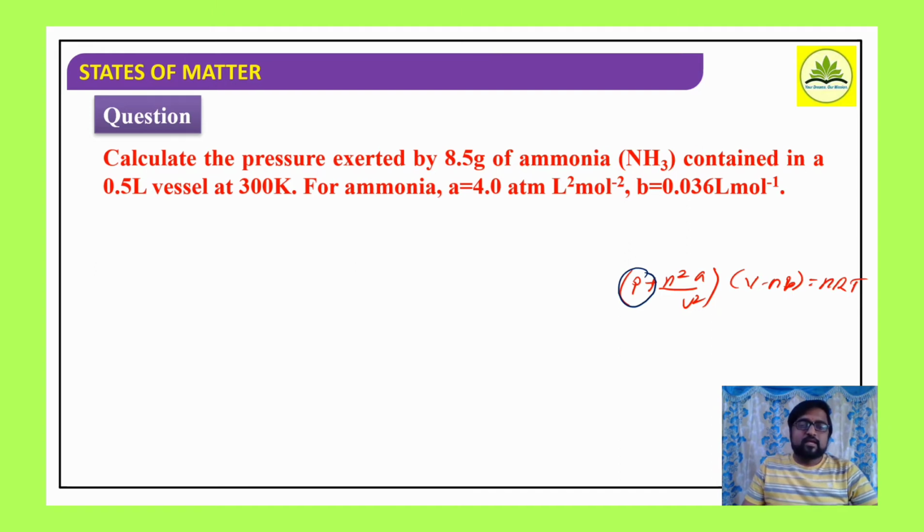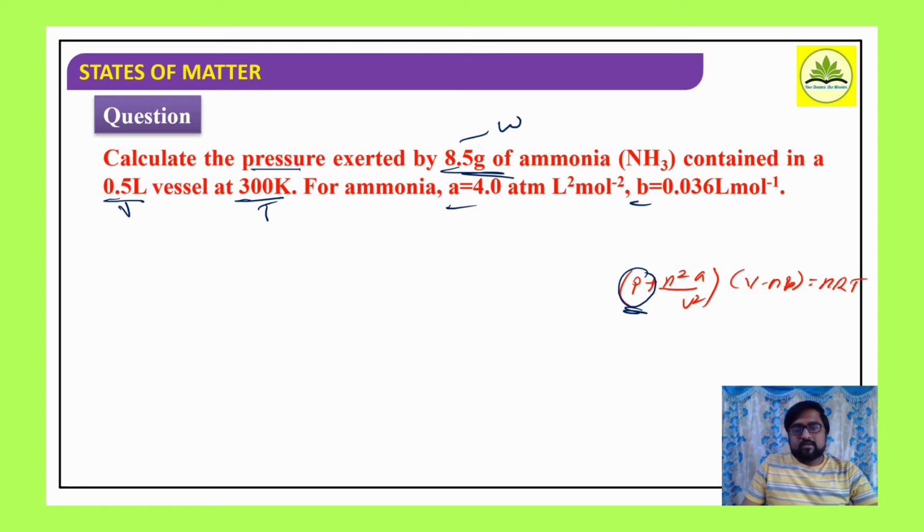Look at the given data: 8.5 gram of ammonia. So the weight of ammonia is given, and the volume is given, 0.5 liter. Temperature is given, and A and B values are given. So we have to calculate the pressure exerted, that is, find the pressure in the van der Waals expression.